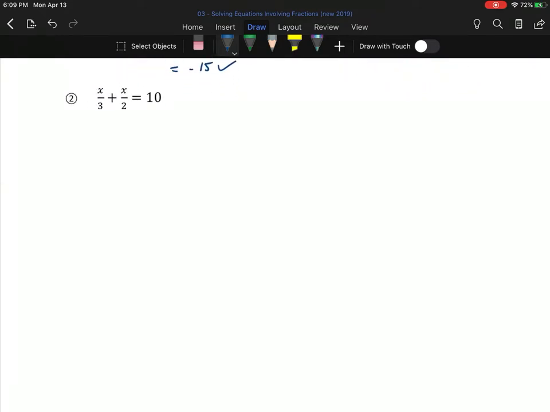Take a look at this one. x over 3 plus x over 2 equals 10. It's now got two denominators in there. Now, you can do this question by getting a common denominator.